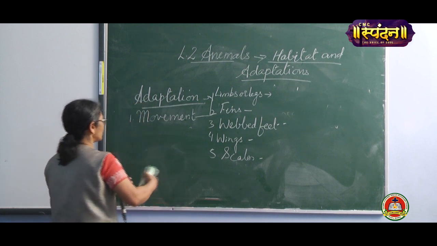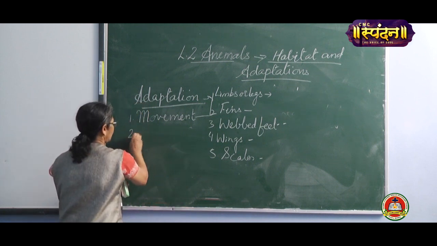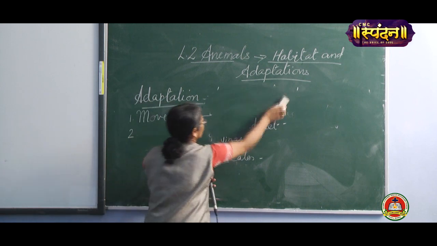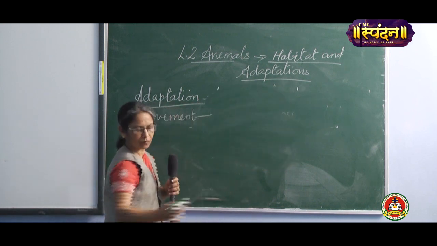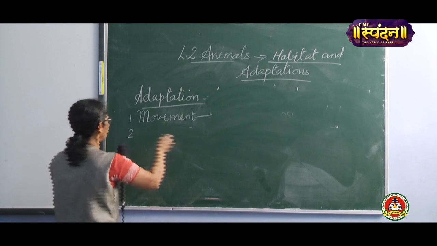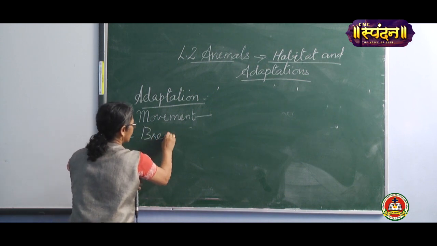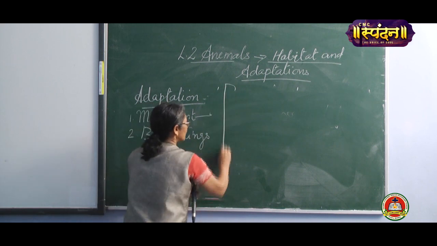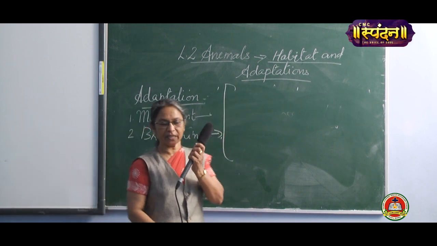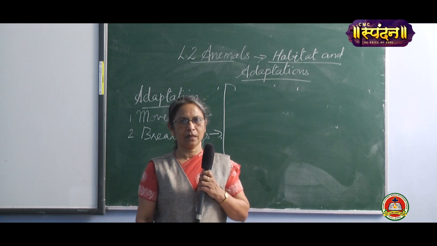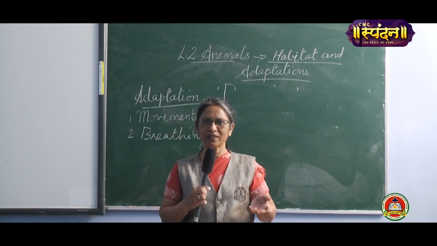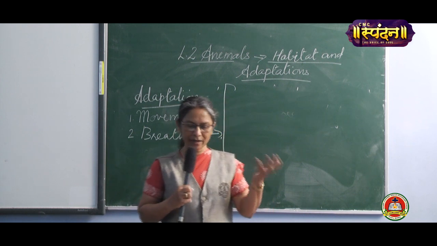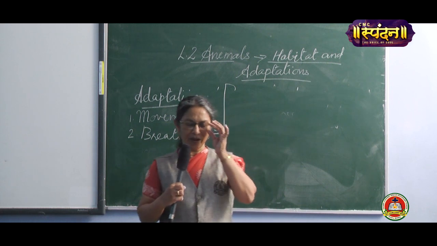Now we come to the second one. Second one is for breathing, children. Adaptation for breathing. Under this also, different animals have different ways, children. So breathing, first one, nose and lungs. We all breathe. What do we breathe? We all breathe air, children. So all animals breathe to survive in this world.